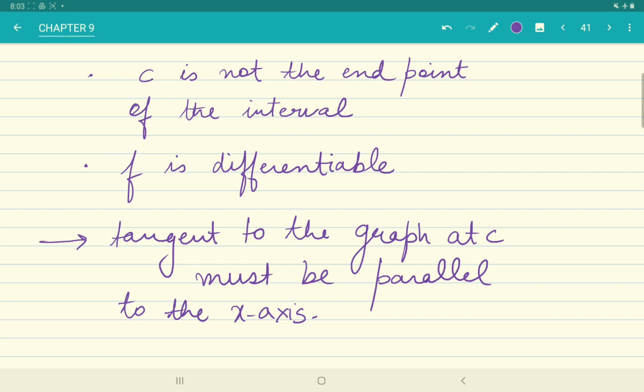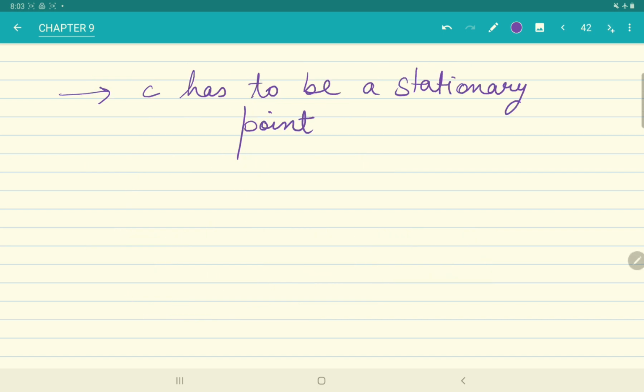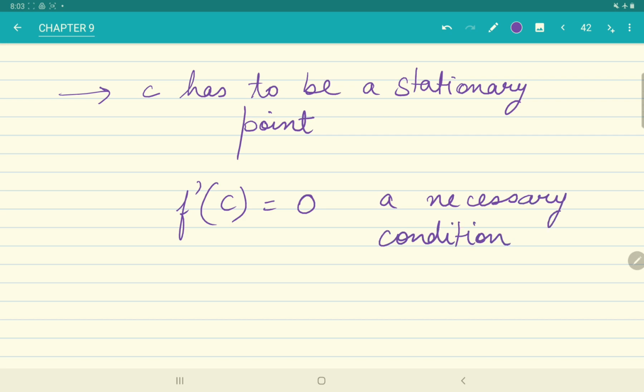That just means that the tangent to the graph at that point has to be parallel to the x-axis, and that just means that that point, which is C, is going to be the stationary point. So what we see is that this condition, f prime C is equal to 0, is a necessary condition in a case wherein we have an interior point C. C is not the end point, please keep that in mind.